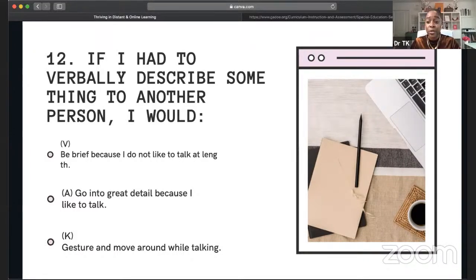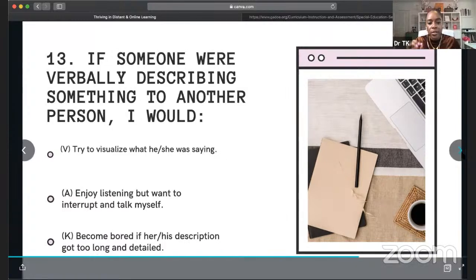And then K, and you need to know this about your child as well. K is you do gestures and move around while talking. So when you're verbally describing something to someone else, you do a lot of this. Okay, it ain't gotta be all that extra, but you move. All right. Now this one is a little different.